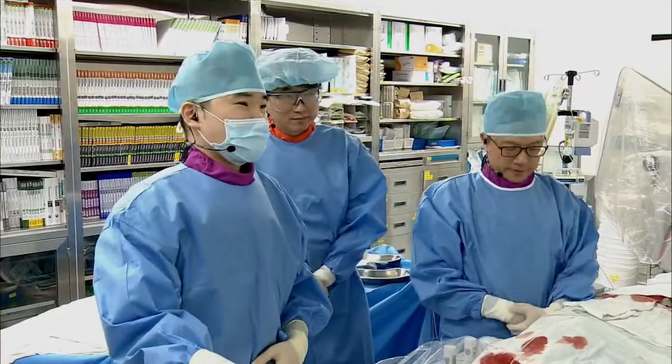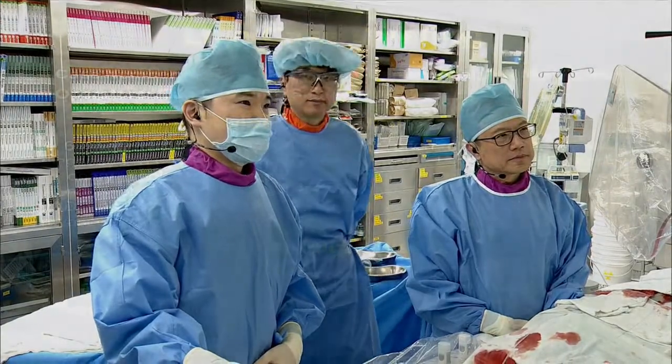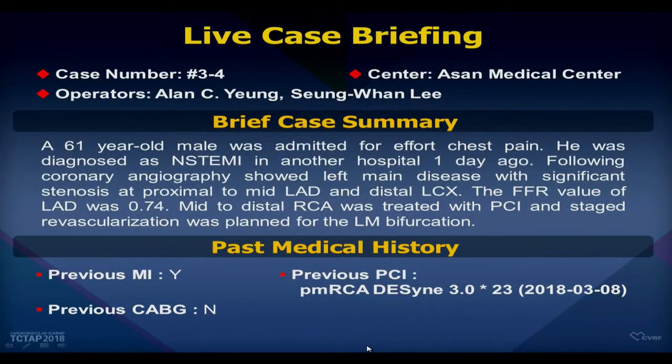Yeah, I'll introduce this case. This patient is a 61-year-old male who was hospitalized for non-ST elevation MI 2 months ago. The following angiogram showed left main disease plus intermediate LAD and circumflex disease. Also the RCA disease was so tight that we performed RCA PCI first at that time. The FFR value for the intermediate LAD was 0.74, so we decided to perform another PCI at the left main.